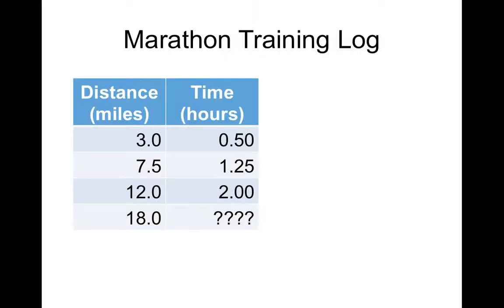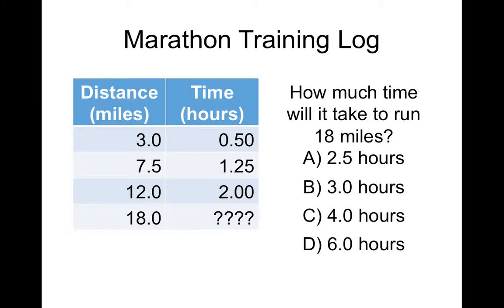This is a different type of relationship. A runner is training for a marathon and logs the distance that he runs and the time it takes him to run for several training runs. Look at the table carefully and see if you can figure out how many hours it'll take him to run 18 miles. It would take him 3 hours.